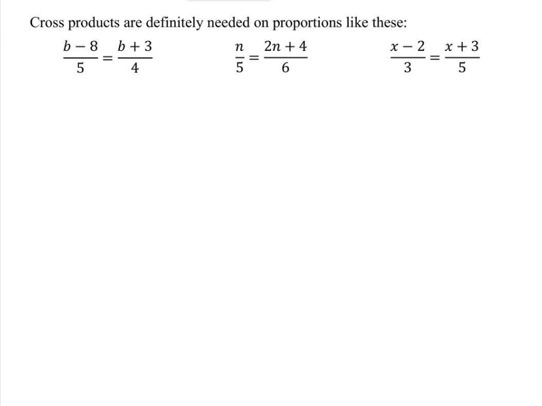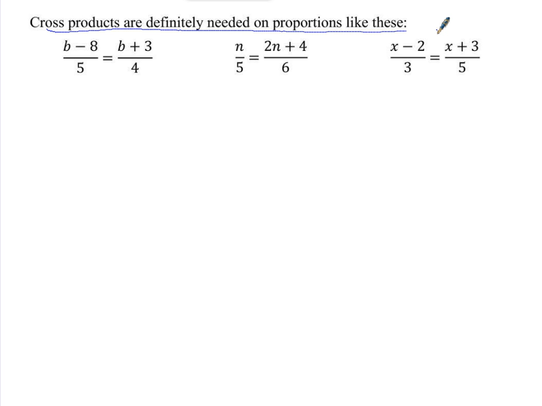So whether you can avoid cross products on some problems or not becomes completely moot when you start to see problems that look like this. I want you to see that this is still a proportion. This is like A over B equals C over D, just like we've been using, okay? But now we have actual expressions in some of these problems. We need to learn how to use those. So the line I have right here, cross products are definitely needed on proportions like these. There's no other way to do it, as far as you know. So you got to do it that way.